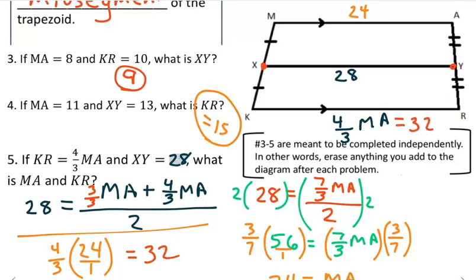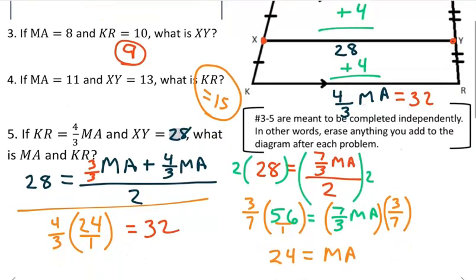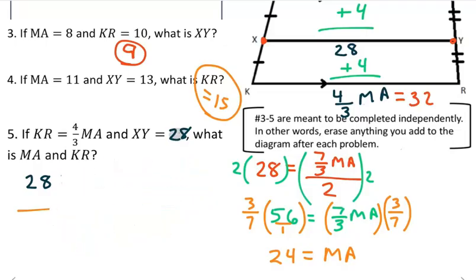And this does make sense. We would add 4 to the small base to get to the mid-segment, and then add 4 more to get to the other base. So we found the distance from M to A as 24, and the distance from K to R as 32. All right, so hopefully this has given you some ideas of what's going on with mid-segments in a trapezoid.